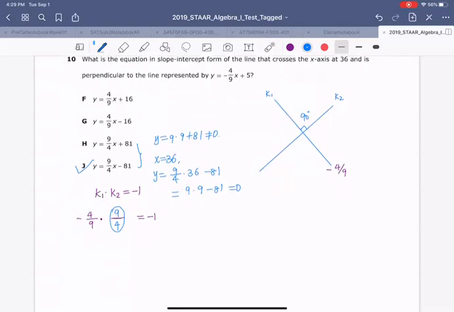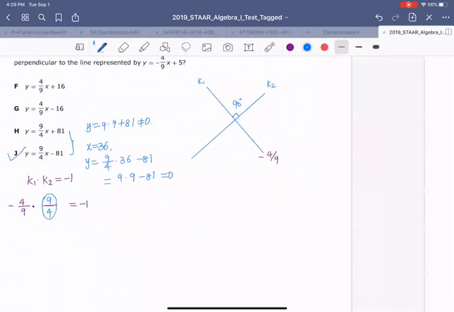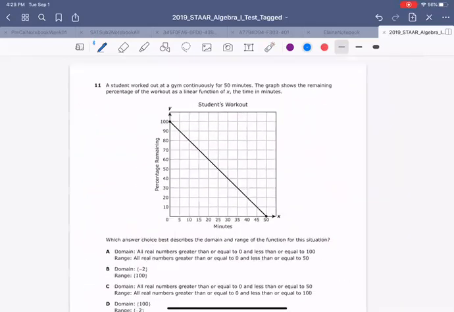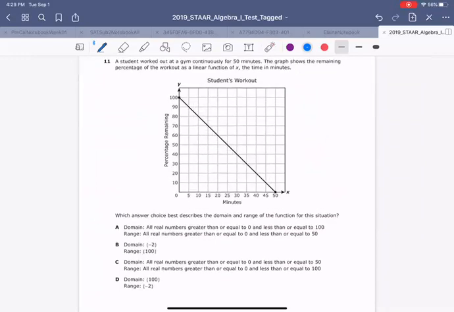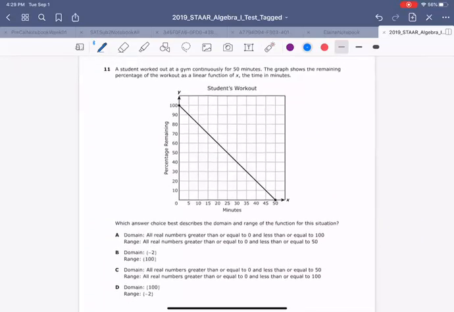Kind of. Well, this is a word problem. Let's look at this question. Domain is what your x could be. Range is what your y value could be, okay?